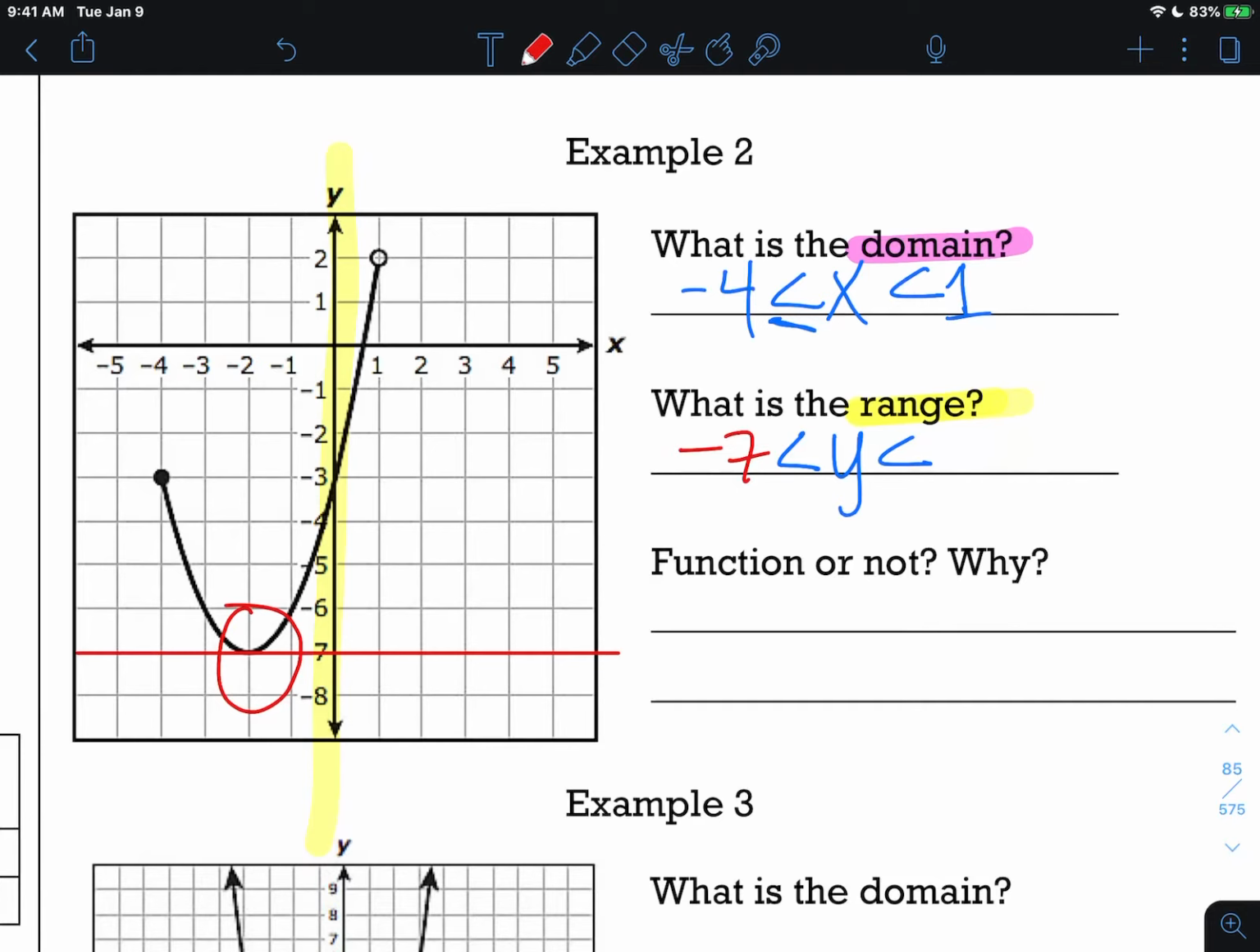Okay, so what does that mean? Well, that means that it's filled in. We consider that to be filled in. Unless we actually see an empty circle like this, we consider that filled in. So that's going to be an extra line.